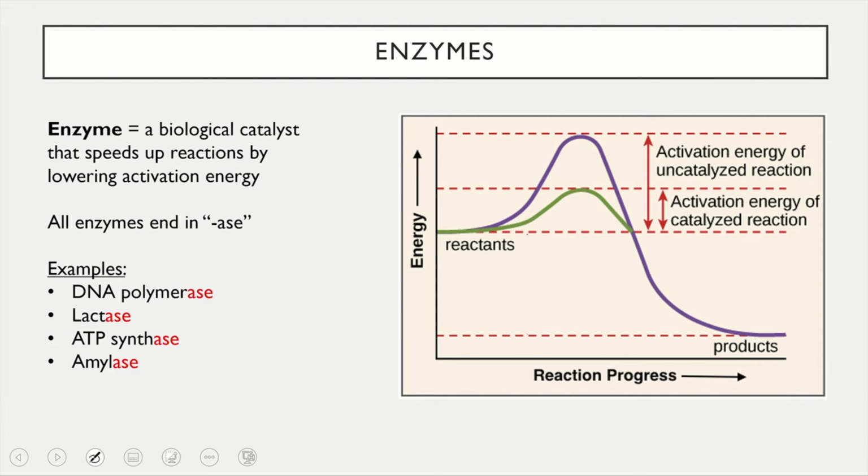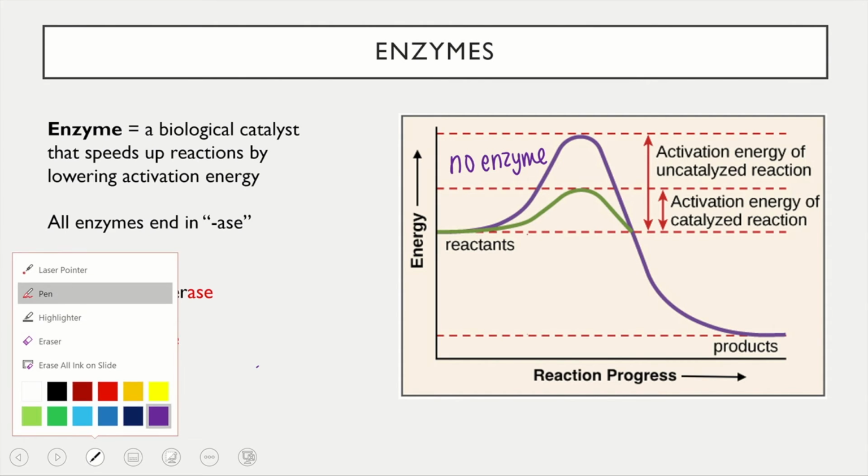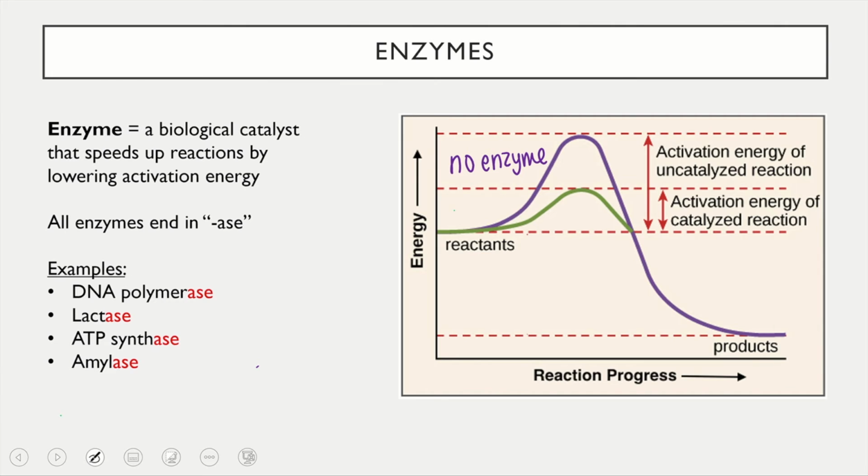So what exactly is an enzyme? Well, an enzyme is a biological catalyst that speeds up reactions by lowering the activation energy. So I want to look at this diagram over here. The purple line is a reaction occurring without an enzyme. So this is no enzyme. And this green line here is a reaction with an enzyme present.